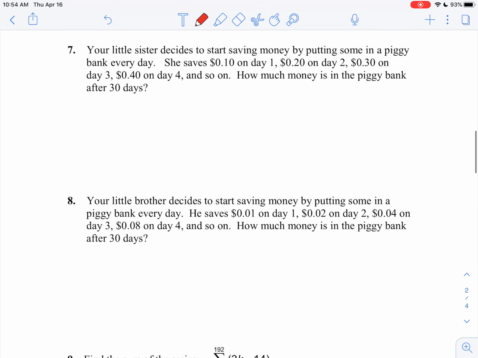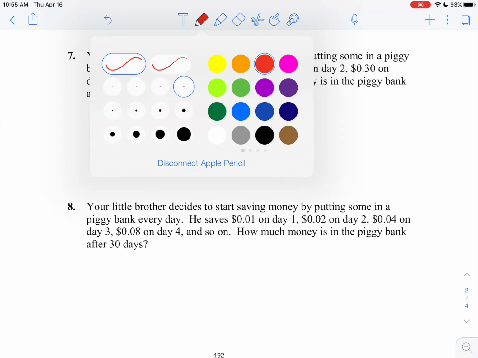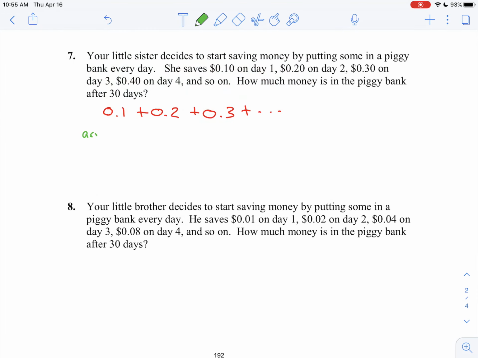All right, so number 7 and 8, some money problems. Who doesn't want to save some money, especially in these crazy times? So let's take a quick look right here. So we have 0.1, 10 cents. We have 20 cents. We have 30 cents. And we're going to keep going for 30 days. So the first thing that we're going to do is look at the pattern, and we can see that this is arithmetic because we are adding the same thing every time. And if you look, we're going to add an additional 10 cents. So the d is 0.1 or 10 cents every day.